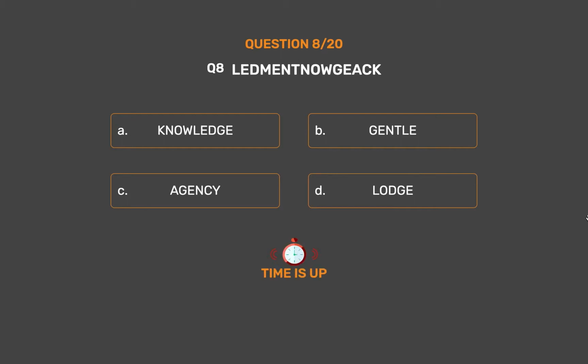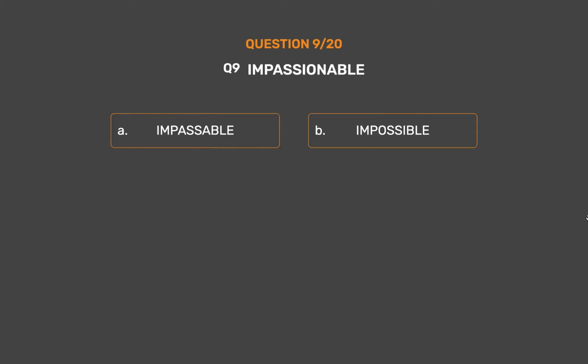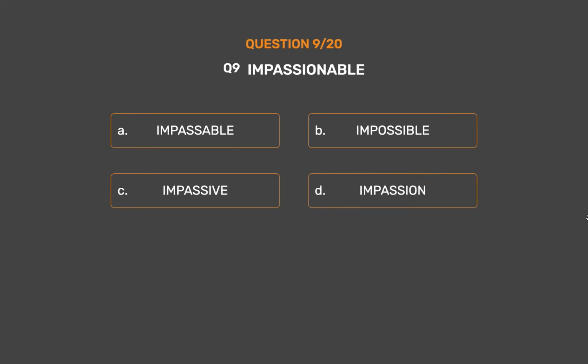The correct answer is option C. Agency. Question number 9. Impassionable. Option A. Impassible. Option B. Impossible. Option C. Impassive. Option D. Impassion.